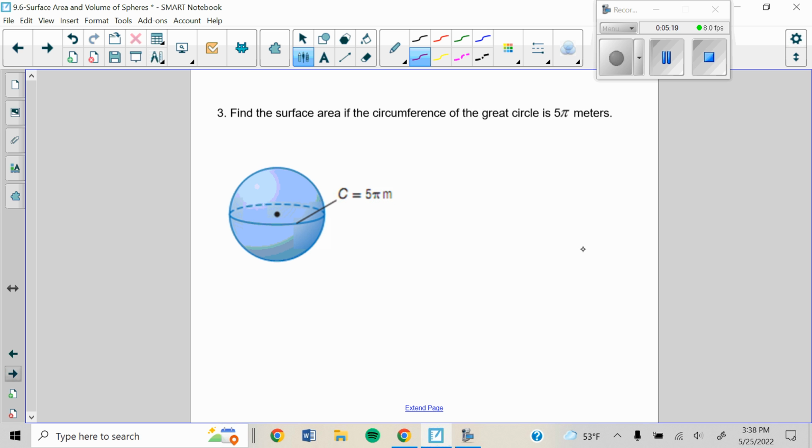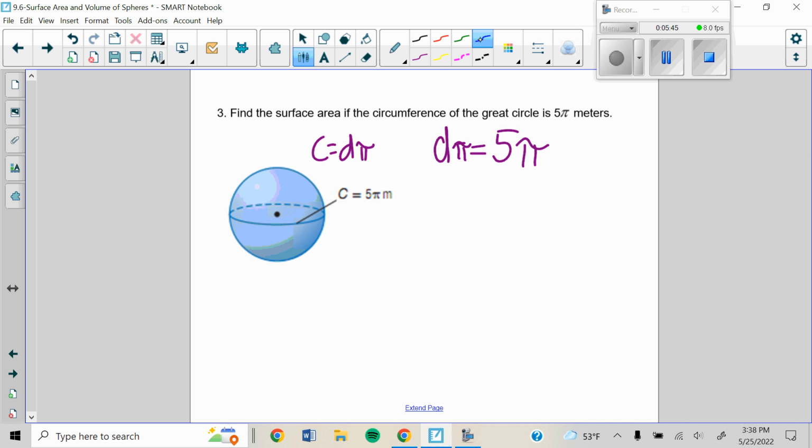This one says find the surface area if the circumference of the great circle is 5 pi. Remember, circumference is the measure all the way around my circle. It's like the perimeter of my circle. And so circumference is equal to diameter times pi. So I'm going to set diameter times pi equal to 5 pi.